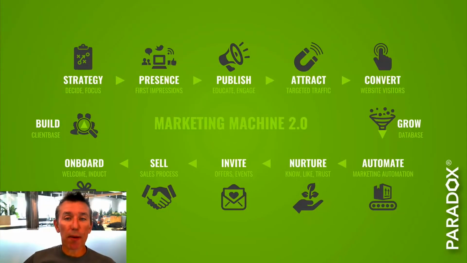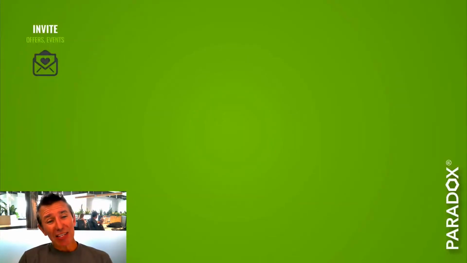So we covered automate, nurture. Now look, if that's all you did, you'd end up with a really big happy list. And that's nice. We can all link arms, we could sing, but at some point you need to ask them to do something. You need to invite them to dance.